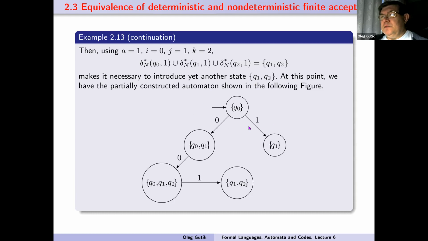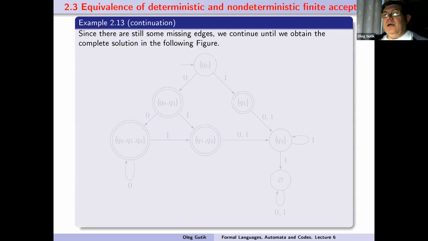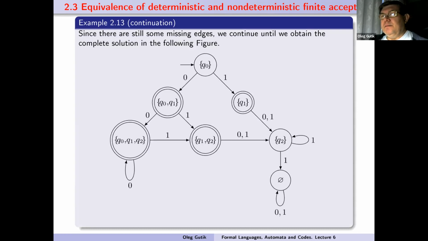Here we constructed the automaton using my previous steps. Since there are still some missing edges, we continue until we obtain the complete solution in the following figure. The input state is denoted by the singleton set {Q0}, and there are four output states.